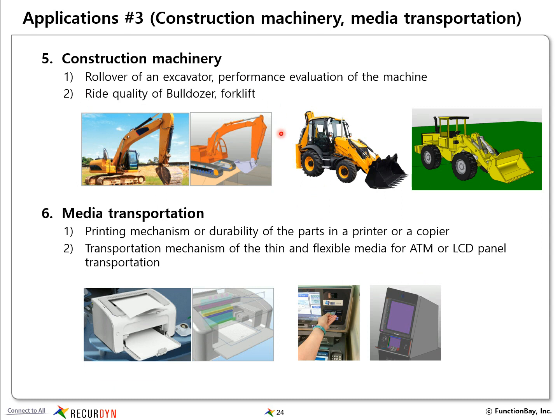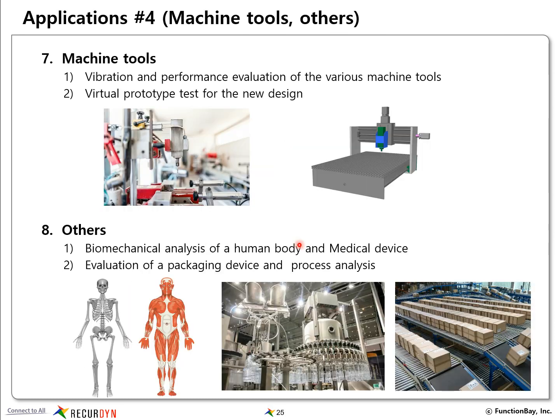Construction machinery is one of the industries where RecurDyn is the most widely used. RecurDyn is used in military and agricultural area as well. Most of the famous global printer or copier manufacturers are using RecurDyn. RecurDyn is very powerful for the simulation of the thin, flexible media like film or paper or cash. In addition, there are many other industries where RecurDyn is widely used, such as machine tools, bio, medical, packaging industries.